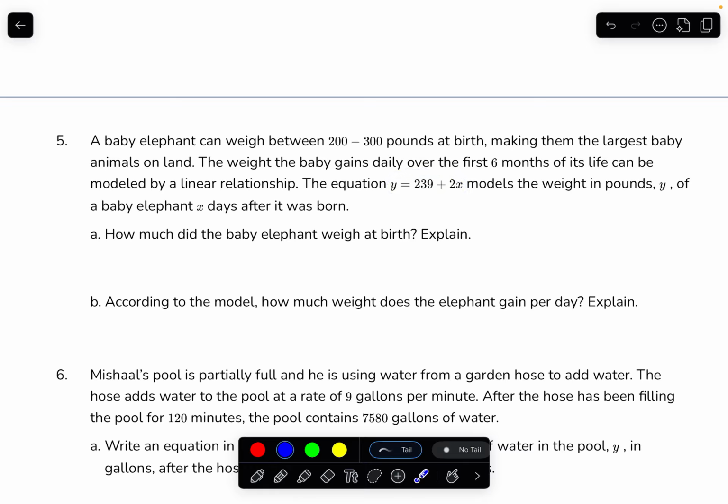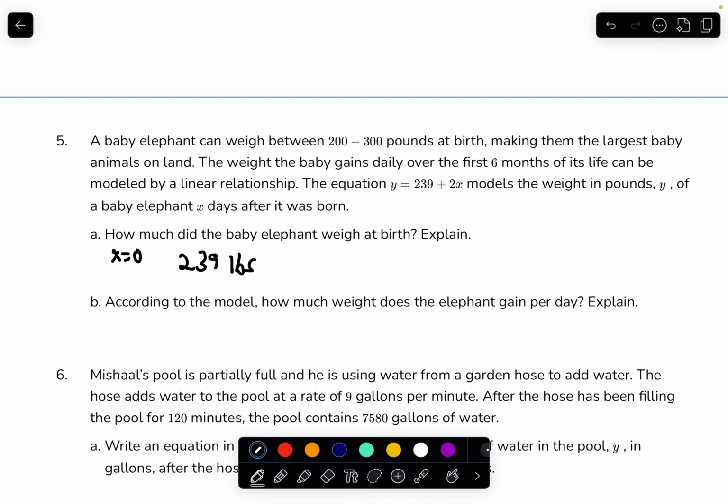So how much did the baby elephant weigh at birth? Well, at birth, x is 0, because it's 0 days old. So the weight is 239 pounds. I used units because they told us units.